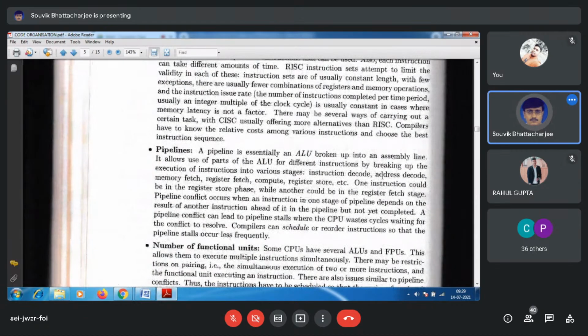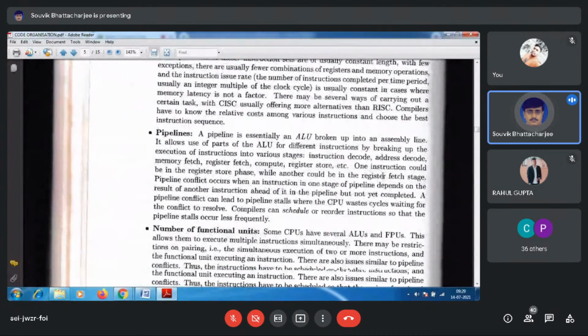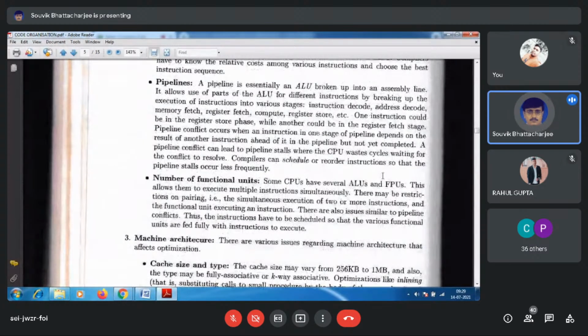And pipeline as well as the functional units. This is also important in dealing with the optimization phases. That means if you can break up your jobs into a number of sub jobs, and if you can execute your sub jobs in parallel, and you can apply the optimization techniques that affect this parallel execution of your statements, then the pipeline as well as the number of functional units have a major role to play in case of optimization techniques.